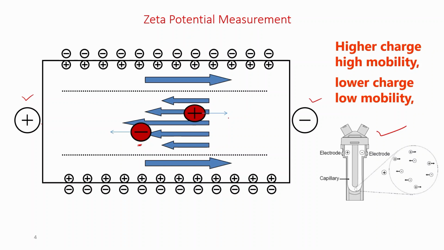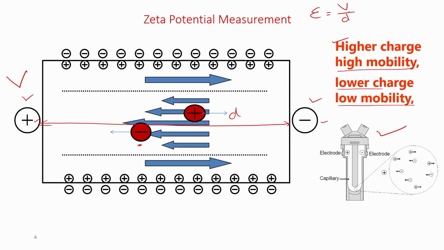The higher the charge, the higher the mobility. The lower the charge, the lower the mobility. Say this is the positive electrode and this is the negative electrode, and we are applying a voltage of V between them. The distance between these two electrodes is D. Then the electric field strength is given by V by D.